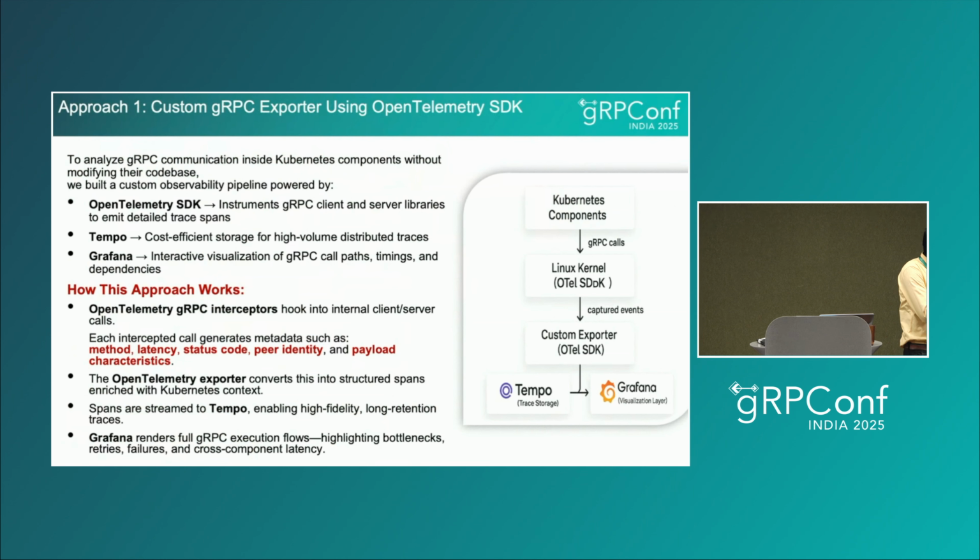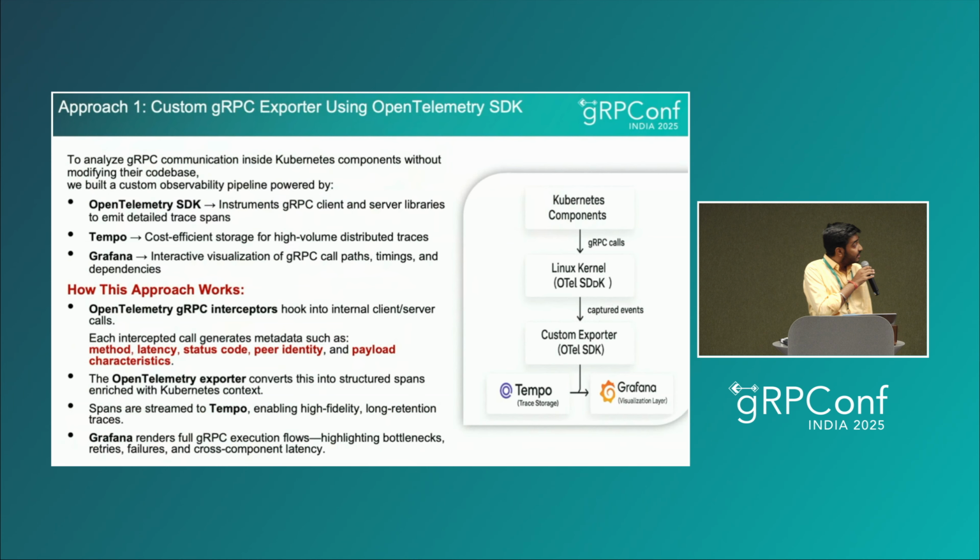So if we see the flow chart, as mentioned previously as well, the Kubernetes components use gRPC protocols to communicate with each other. So we'll be applying the OpenTelemetry SDK as a hook between these components. What it will do is intercept each of these gRPC calls and fetch us the metadata like latency, status code, and other payload characteristics.